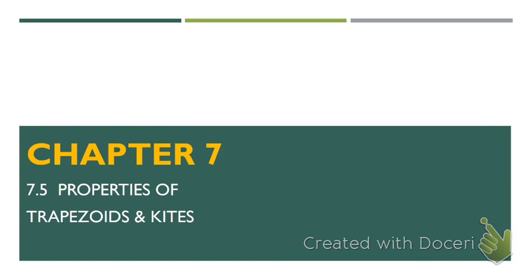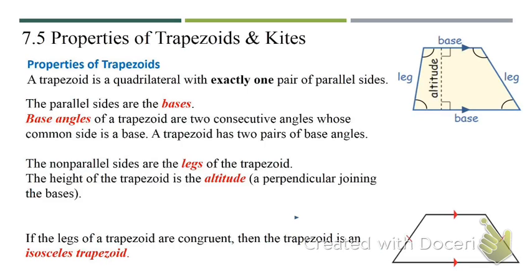Today we're going to do section 7.5, trapezoids and kites. Properties of trapezoids and kites. A trapezoid is a quadrilateral with exactly one pair of parallel sides. The parallel sides are the bases.